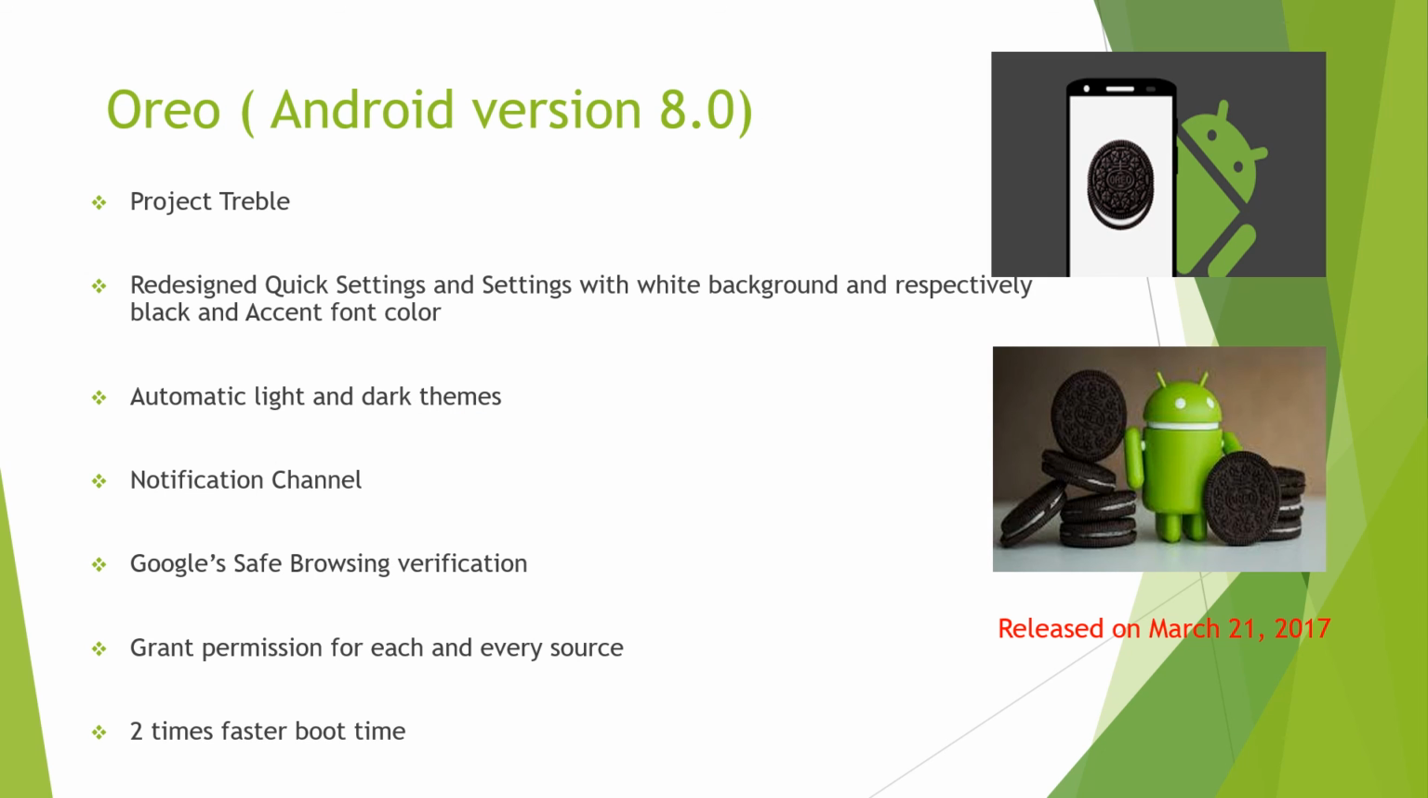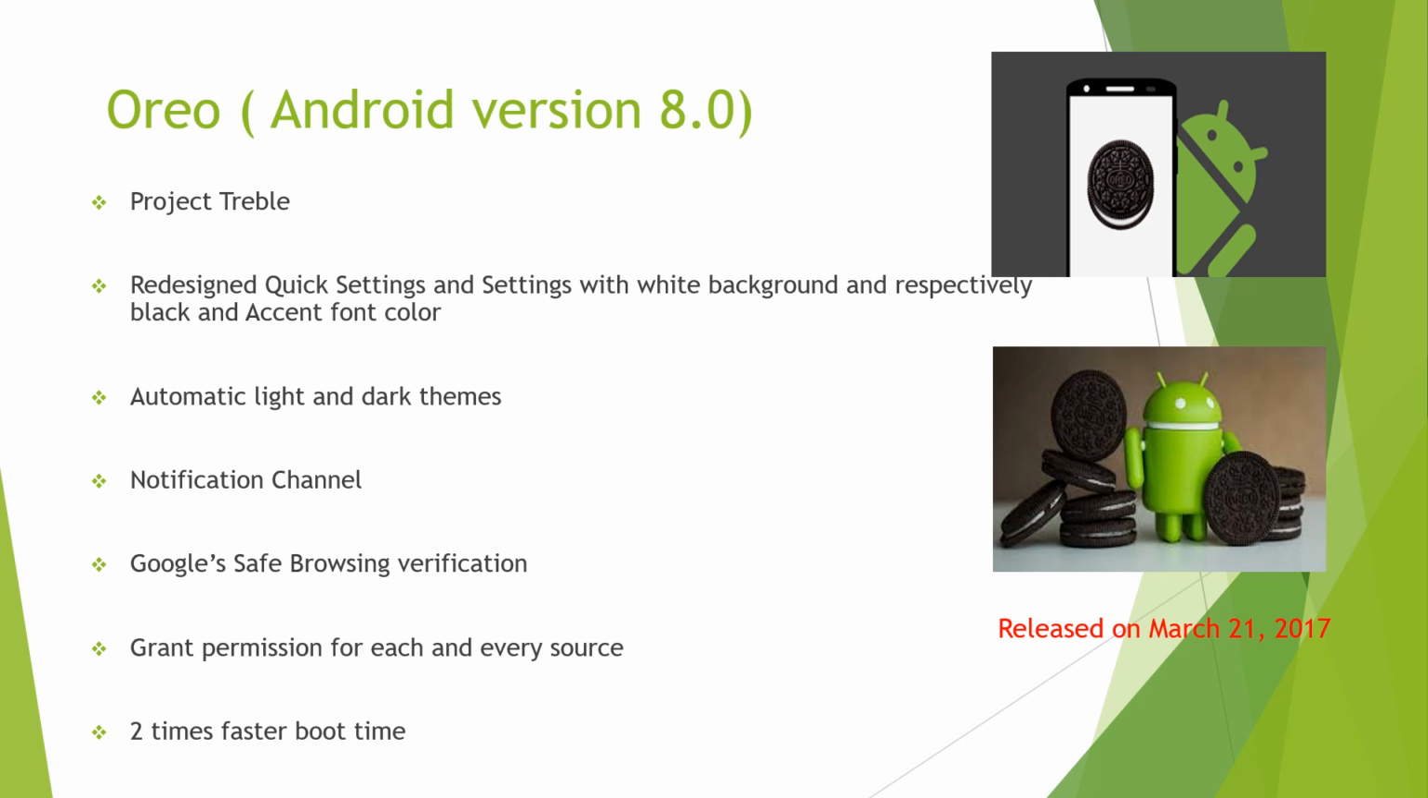The next Android update after Nougat was Oreo with Android version 8.0, and it was released on March 21st, 2017. The major update in Oreo was Project Treble. Project Treble was the biggest change to the foundations of Android to date. It's a modular architecture that makes it easier and faster for hardware makers to deliver Android updates.